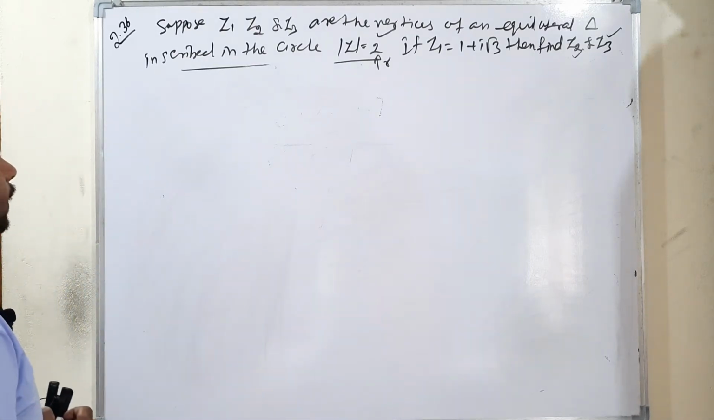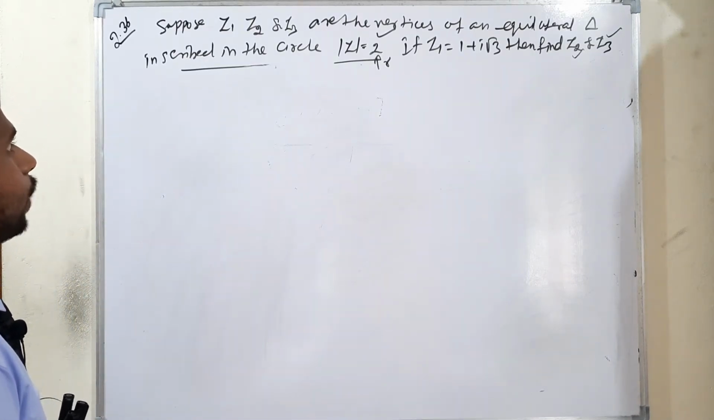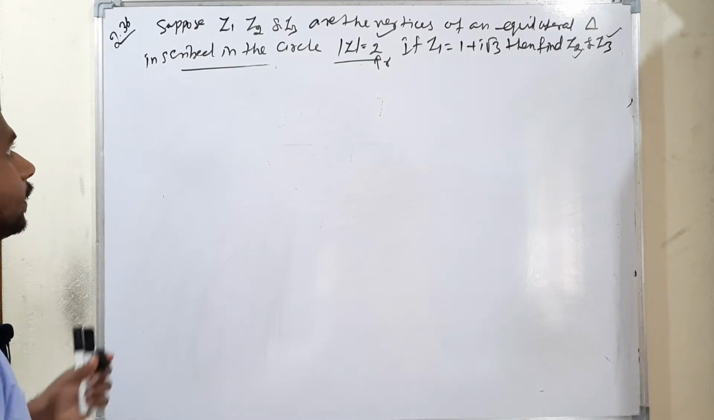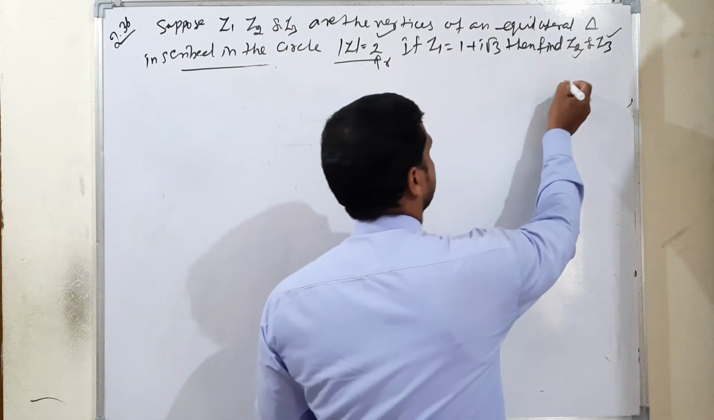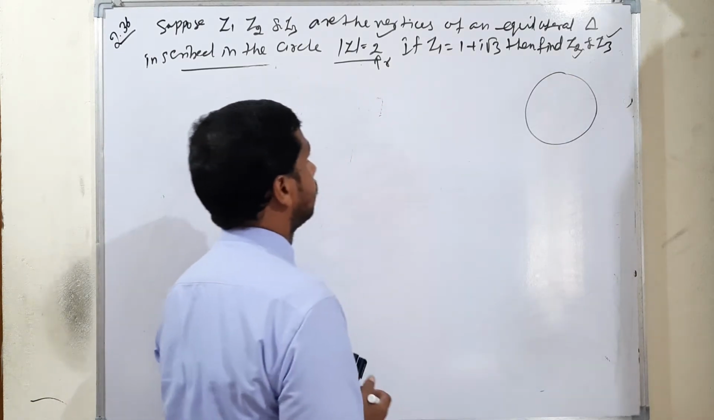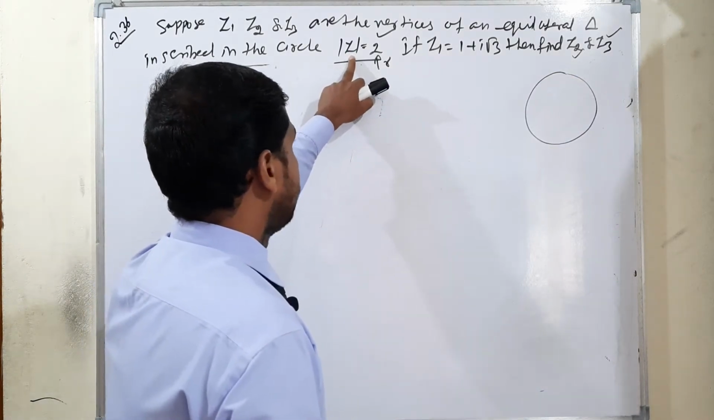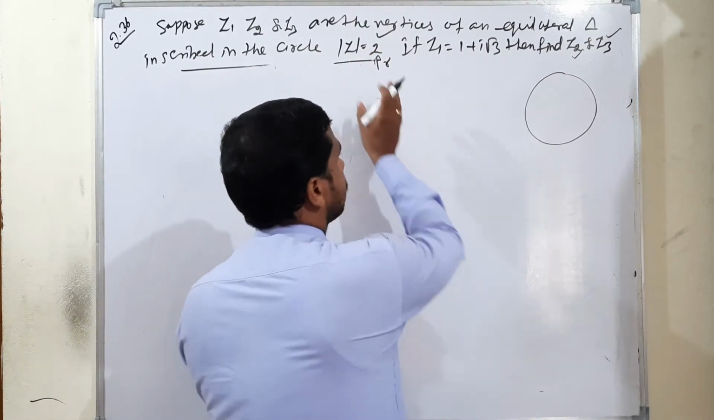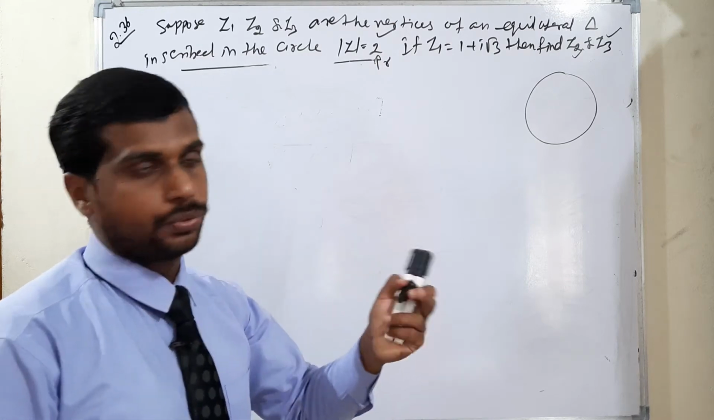Example 2.36. Suppose Z1, Z2 and Z3 are the vertices of an equilateral triangle inscribed in a circle. So, inscribed in a circle. The first condition is given clearly: modulus of z is equal to 2, which means the radius value will be 2, isn't it? I will also prove how we get the value 2.